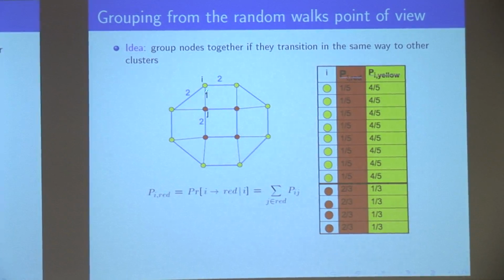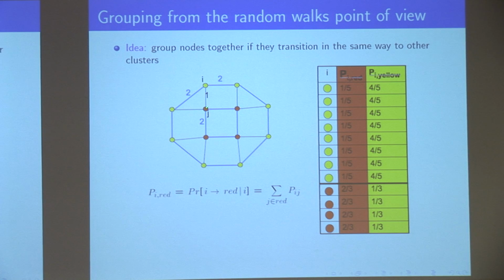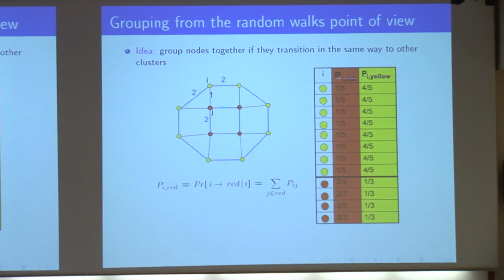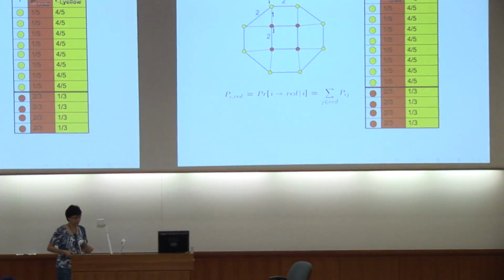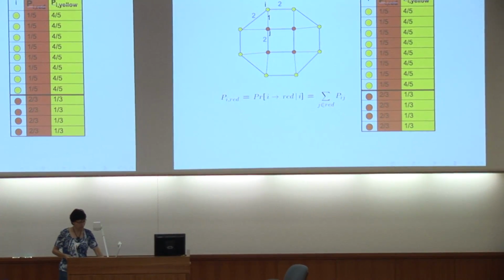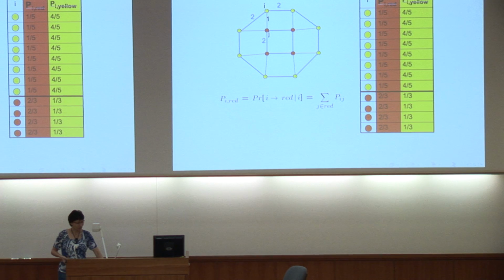Because node i transitions with probability 1 over 5 to this j, but transitions with probability 0 to this other j. And it transitions with probability 0 to this yellow node here. So if I look at individual nodes, I don't see this pattern. But if I know what the clusters are, and that's a point that we have to address later, then there is a very nice similarity between the nodes, and I could group them by it. But I knew the clusters in advance to be able to do that.